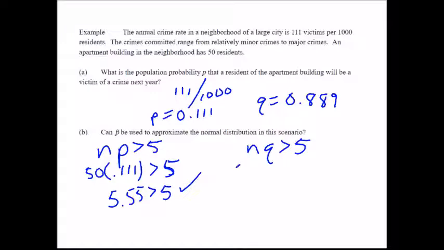Now, obviously, if 50 times 0.111 is greater than 5, then 0.889 times 50 would also be greater than 5. I think that turns out to be 44.4.